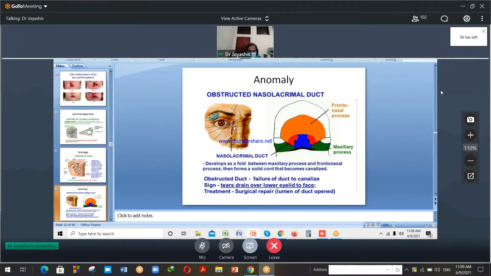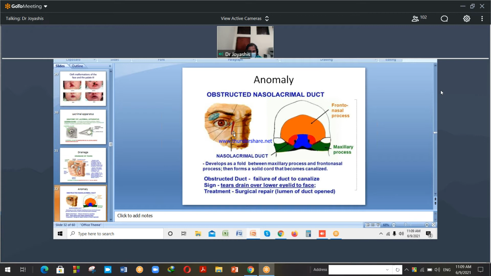Day, maybe obstruction may be opened and tears flow may be normal. But if there is no opening of this lacrimal puncture, opening of the lacrimal duct, then reconstructive surgery or surgical repair may be done early.